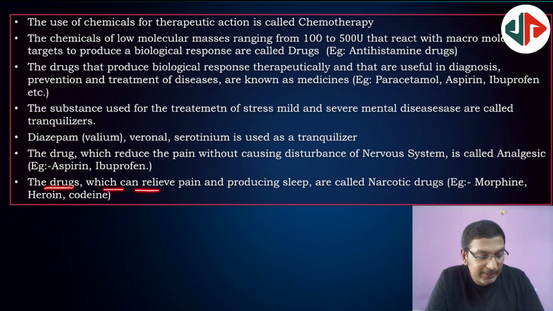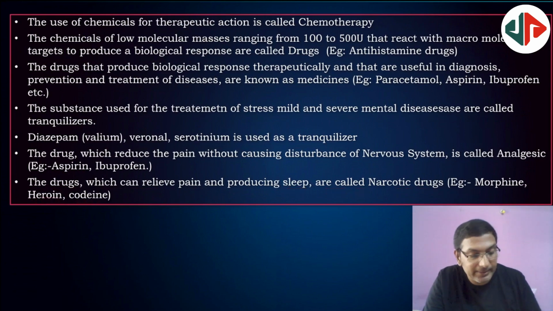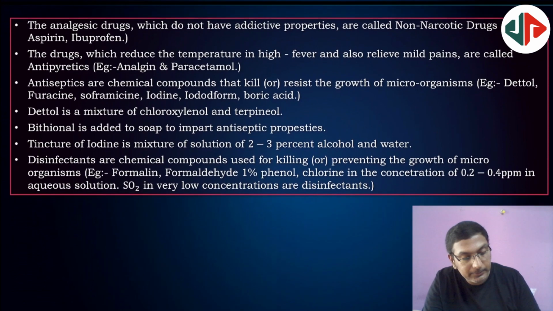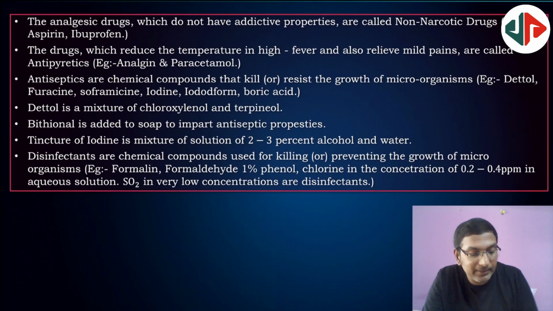The drugs which can relieve pain and produce sleep are known as narcotic drugs. Morphine, codeine and heroin. Next, analgesic drugs which do not have addictive properties are known as non-narcotic drugs. Next, the drugs which can reduce body temperature are known as antipyretics. Best example, paracetamol.